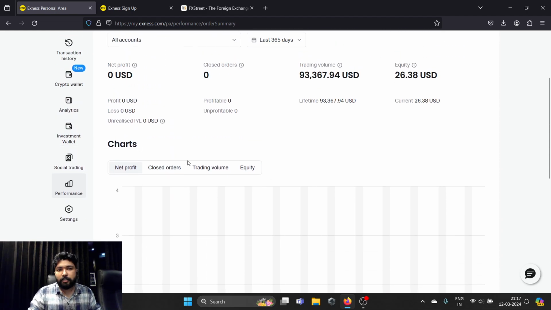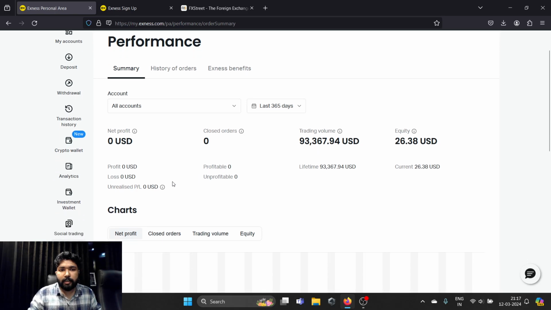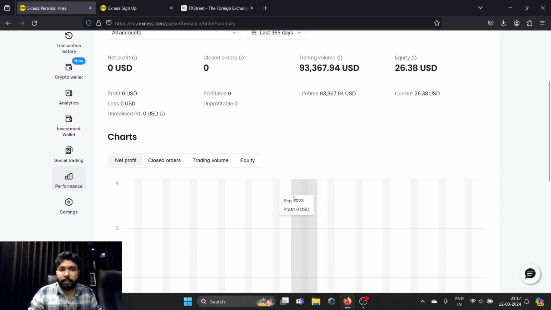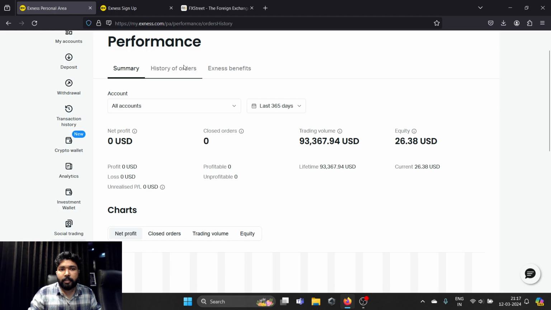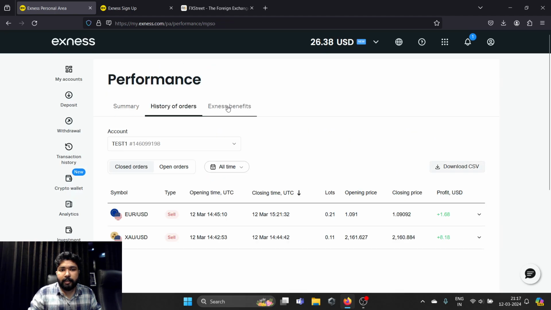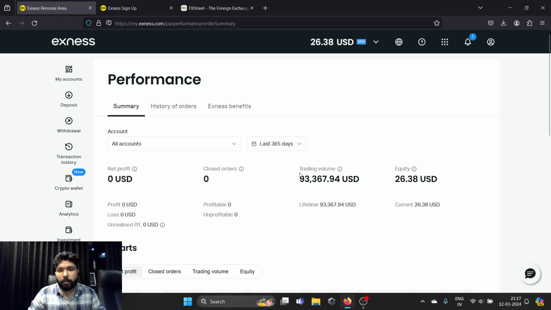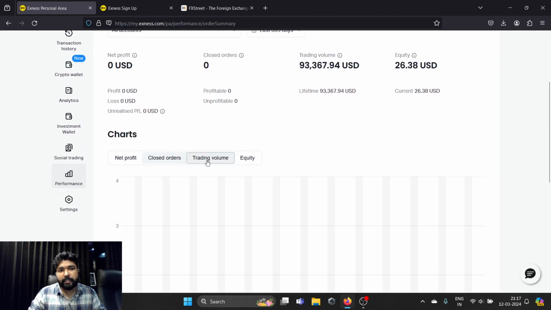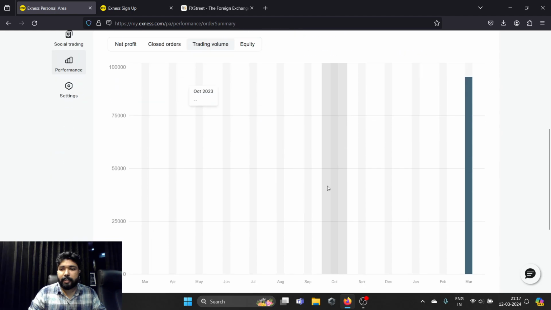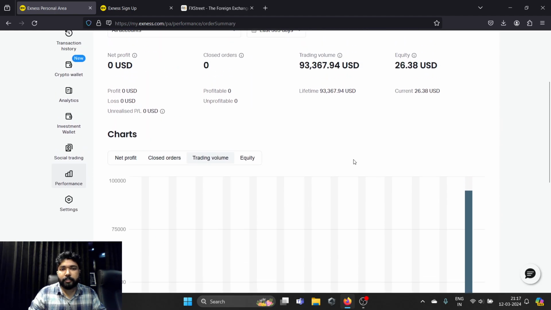So in performance, it's just 2 days since I opened this account, and you can see here my summary, history of orders, Exness benefit. You can see I executed both orders, both came into a profit, which I created. There would also be losses. Okay, I'm not flexing with my account. This is a test account. You can see all your entire profits within 30 days, or however many days I'm using.